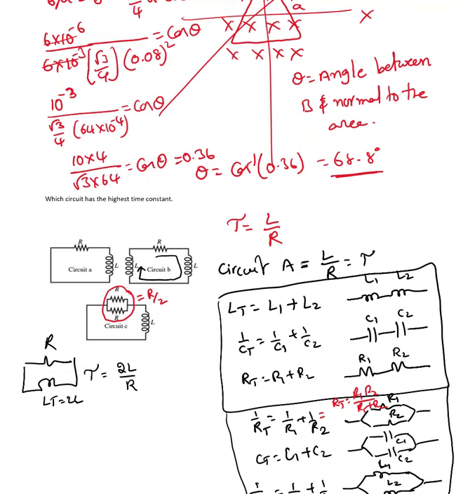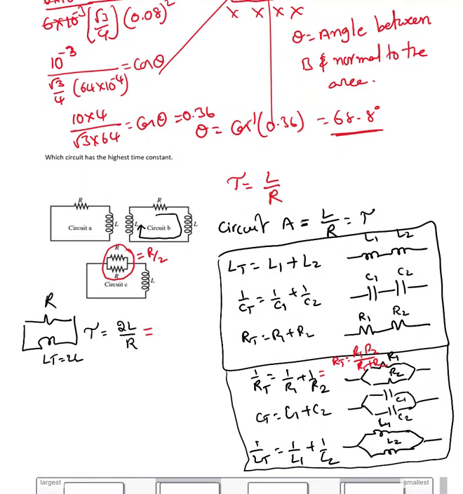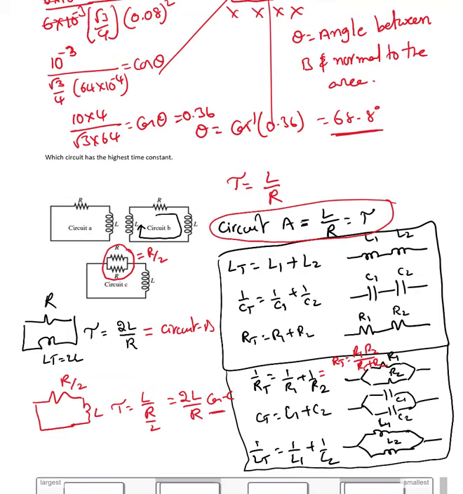Now for circuit C, this is circuit B. For circuit C, I have R by 2 and L, so tau equals L over R by 2. This is going to be 2L over R. This is circuit C. So which circuit has the lowest time constant? I believe circuit A has the lowest time constant.